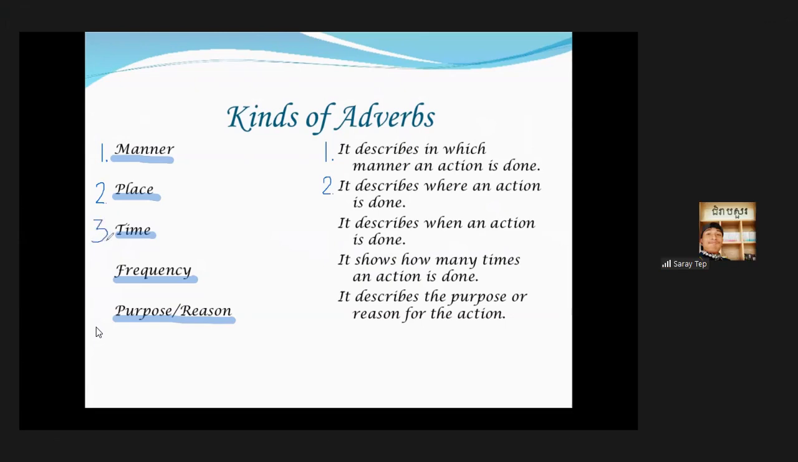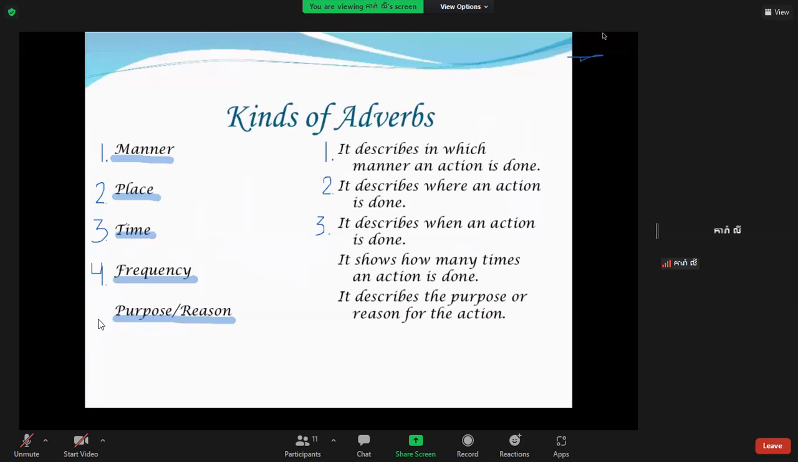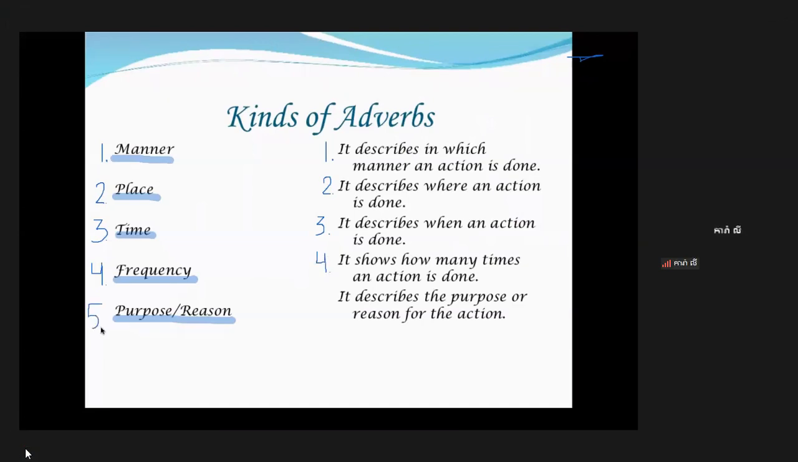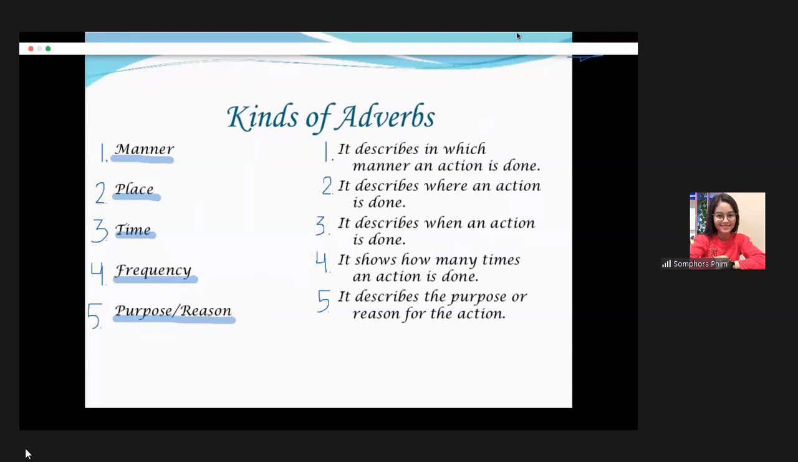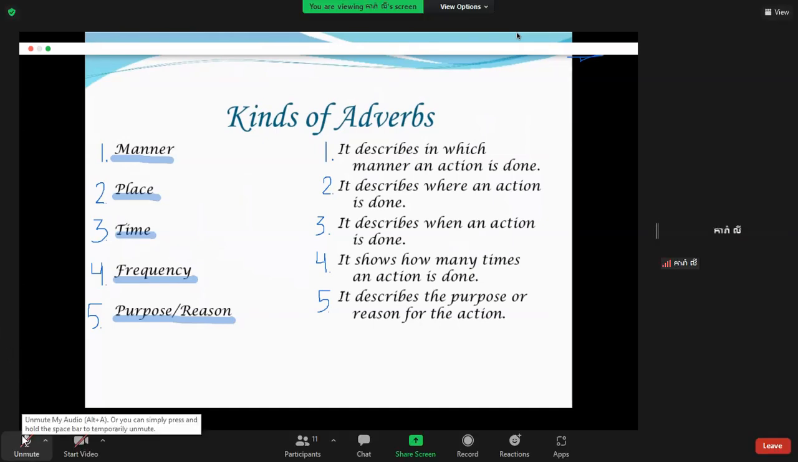Manner, it's described in which manner an action is done. Good. So this is just saying how something is done. Good job. Number 2, can someone volunteer? Okay, thank you. Number 2, place, it describes where an action is done. Yes, so place, where something happens. Thank you. Number 3? Me. Okay. Time, it describes when an action is done. Okay, good. Time, when it happens.